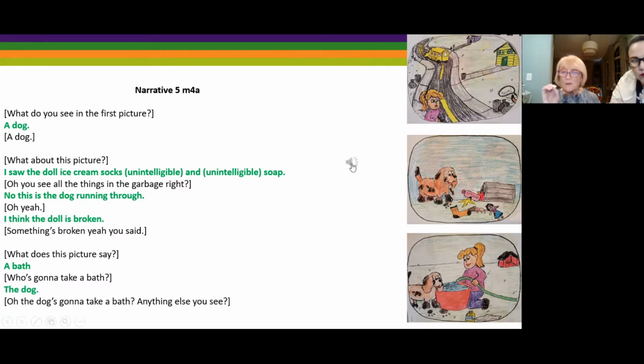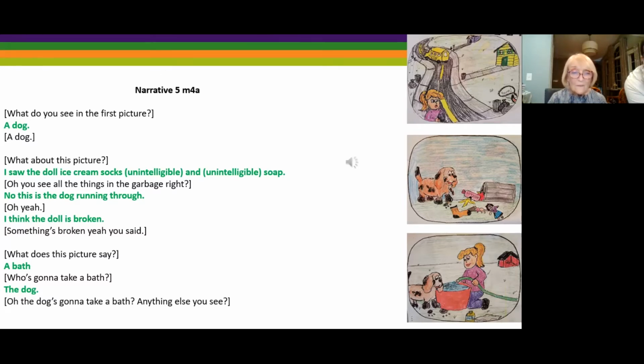And then show his macro structure. What do you see in the first picture? A dog. What about this picture? You saw the dog, ice cream, socks, and also... Oh, you see all the things in the garbage, right? Yeah, this is the dog with his tail. Oh, one of his dogs is broken. Oh, something's broken, yeah, you said.